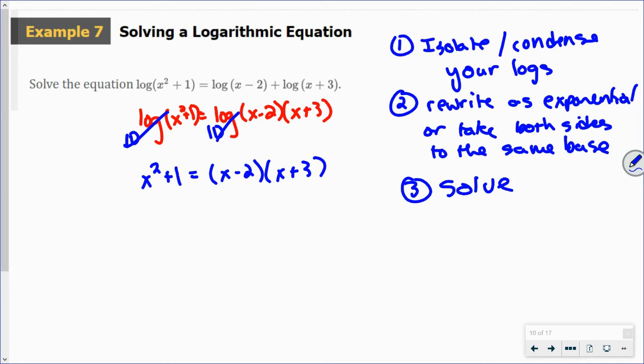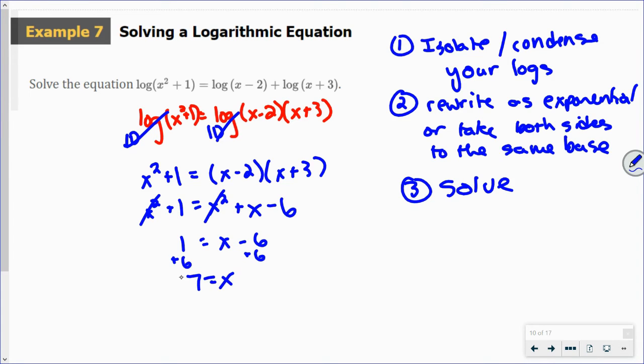Okay, this is a quadratic, so I need to multiply this out, set it equal to 0, and then refactor or use quadratic formula. So you have x squared plus x minus 6, x squared plus 1. Your x squareds cancel. You have 1 equals x minus 6. If you add 6 to the other side, you get 7 equals x.